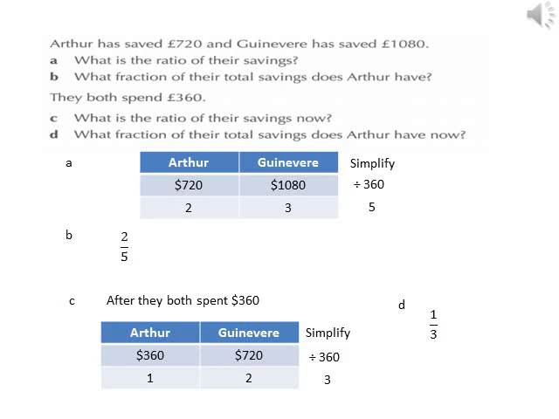And then simplify. If you simplify it again, you can divide by 360 once, and you will find that the new ratio is 1 to 2. And the total parts are 3. So for the fraction of their total savings that Arthur has, you will find Arthur has only one part of 3, so the fraction is 1 over 3.